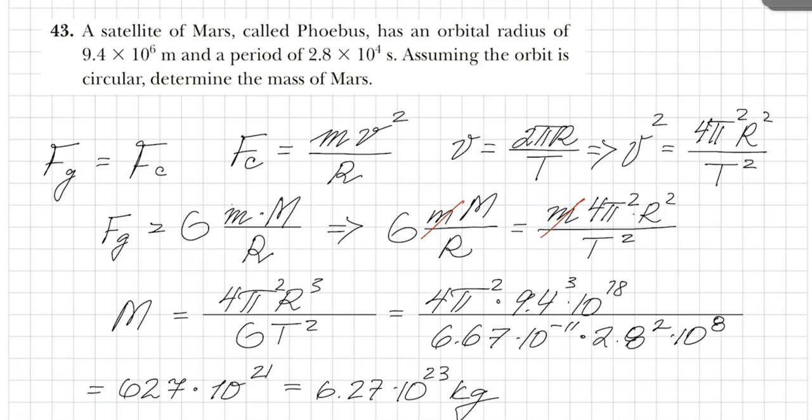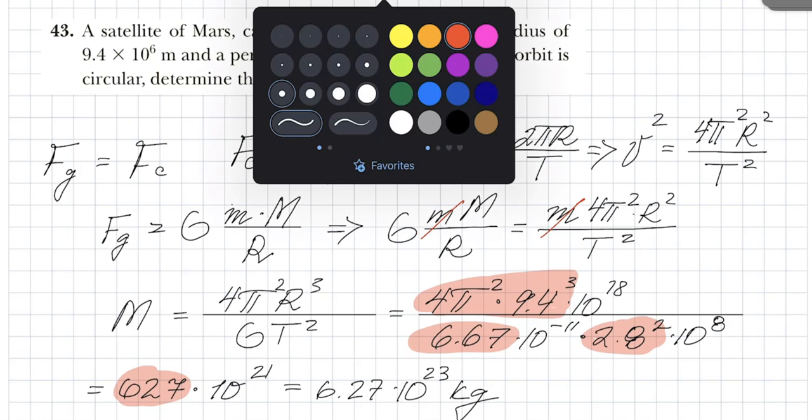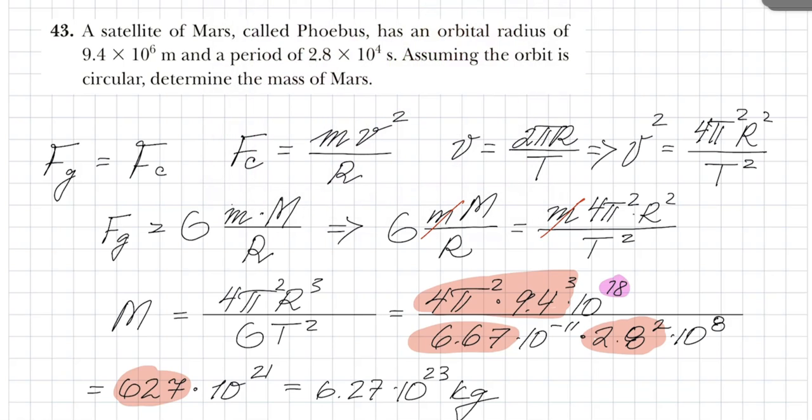Again, remember to handle your meaningful numbers first. So these guys will go in your calculator, this will go in your calculator, and that will go in your calculator. Once you get that, you get 627. And then you deal with your powers of 10. You have 18, negative 11. That adds up.